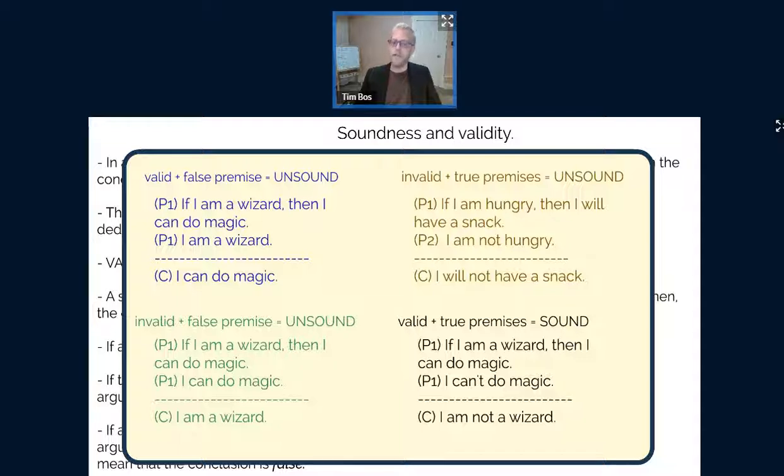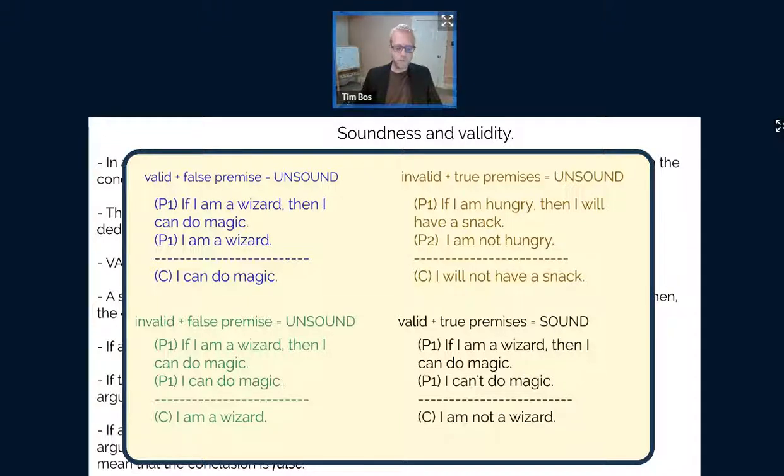It's totally consistent. Whereas for the first one, it would be inconsistent to say, if I'm a wizard, I can do magic, I am a wizard, but I can't do magic. That wouldn't make any sense. You'd be contradicting yourself. But in this one, you wouldn't be contradicting yourself, right? It could be true that whenever you're hungry, you have a snack, and it could be true that you're not hungry right now, but you're still having a snack.